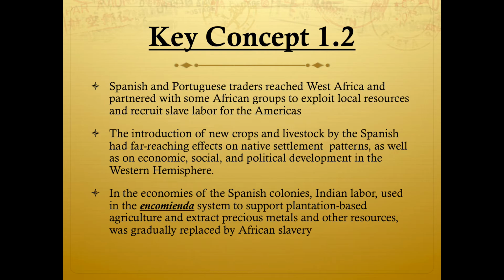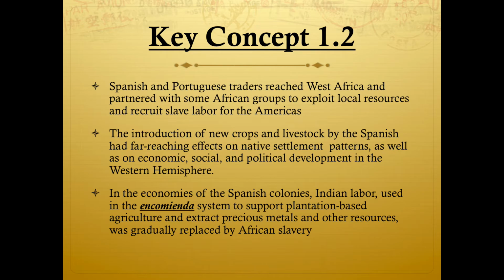It also began to affect the economic, social, and political development then of the Americas, and we'll talk a lot about that in class. Also bringing in new crops, the new livestock also had an impact on the developments in the Americas.